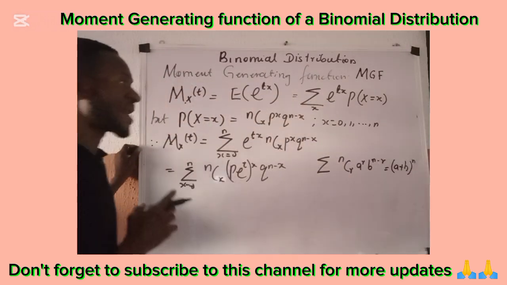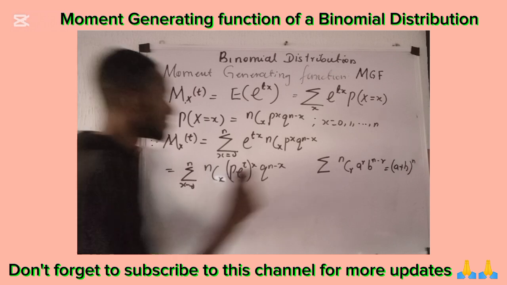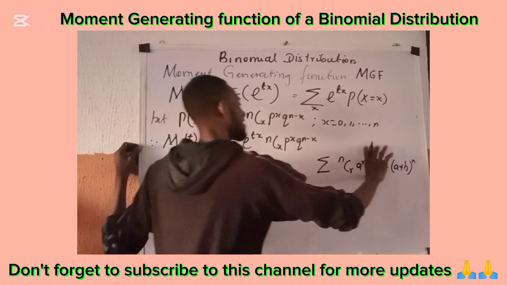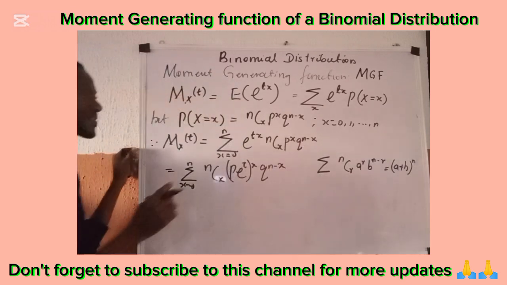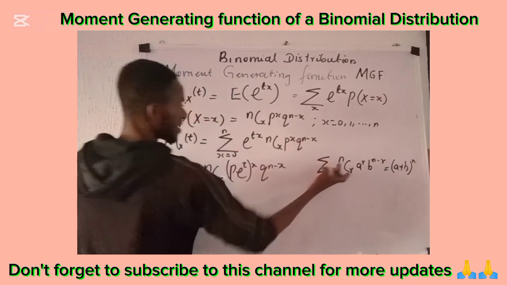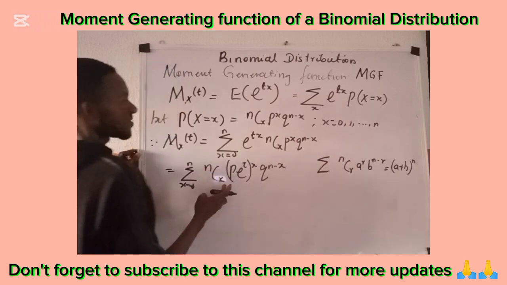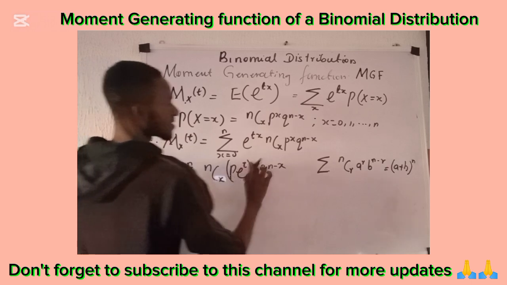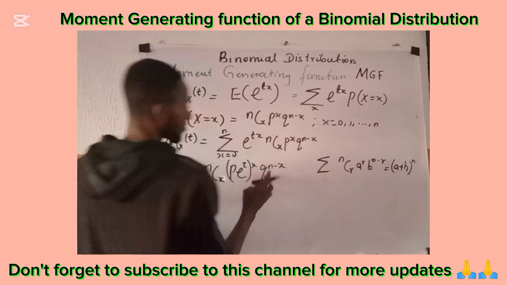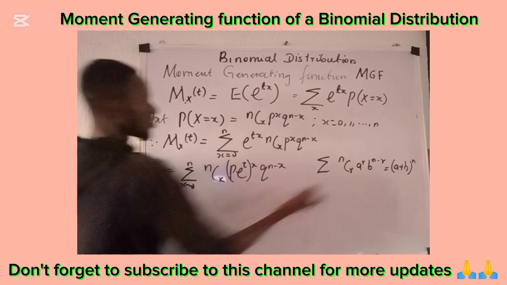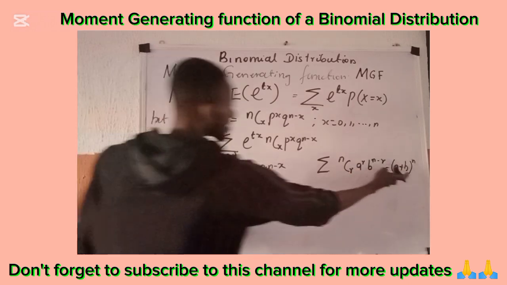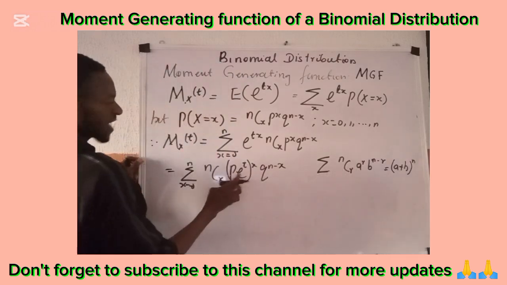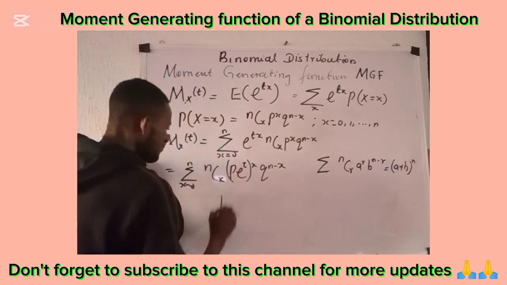From binomial expansion, this over the range is given as this. So I would want to look at this and express this thing in that format. My sum is here: n combination x, p raised to power x, q raised to power n minus x. So I'm going to mimic what is here. Here is my a, but in place of that a, what I have is pe^t. So I will now say pe^t.